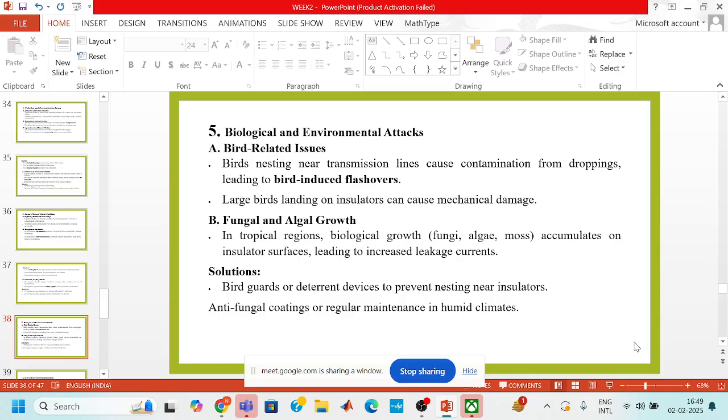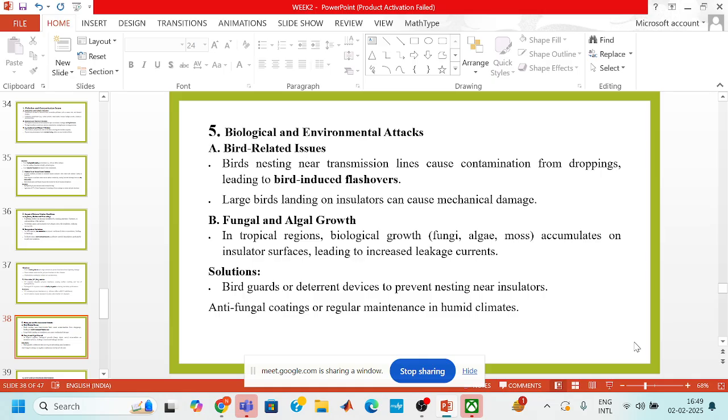Now, the fifth, biological and environmental attacks, are bird-related issues. Many people can see birds nesting near transmission lines. It can cause contamination from droppings, leading to bird-induced flashovers. And large birds landing on insulators can cause mechanical damage. And the second is fungal and algae growth.